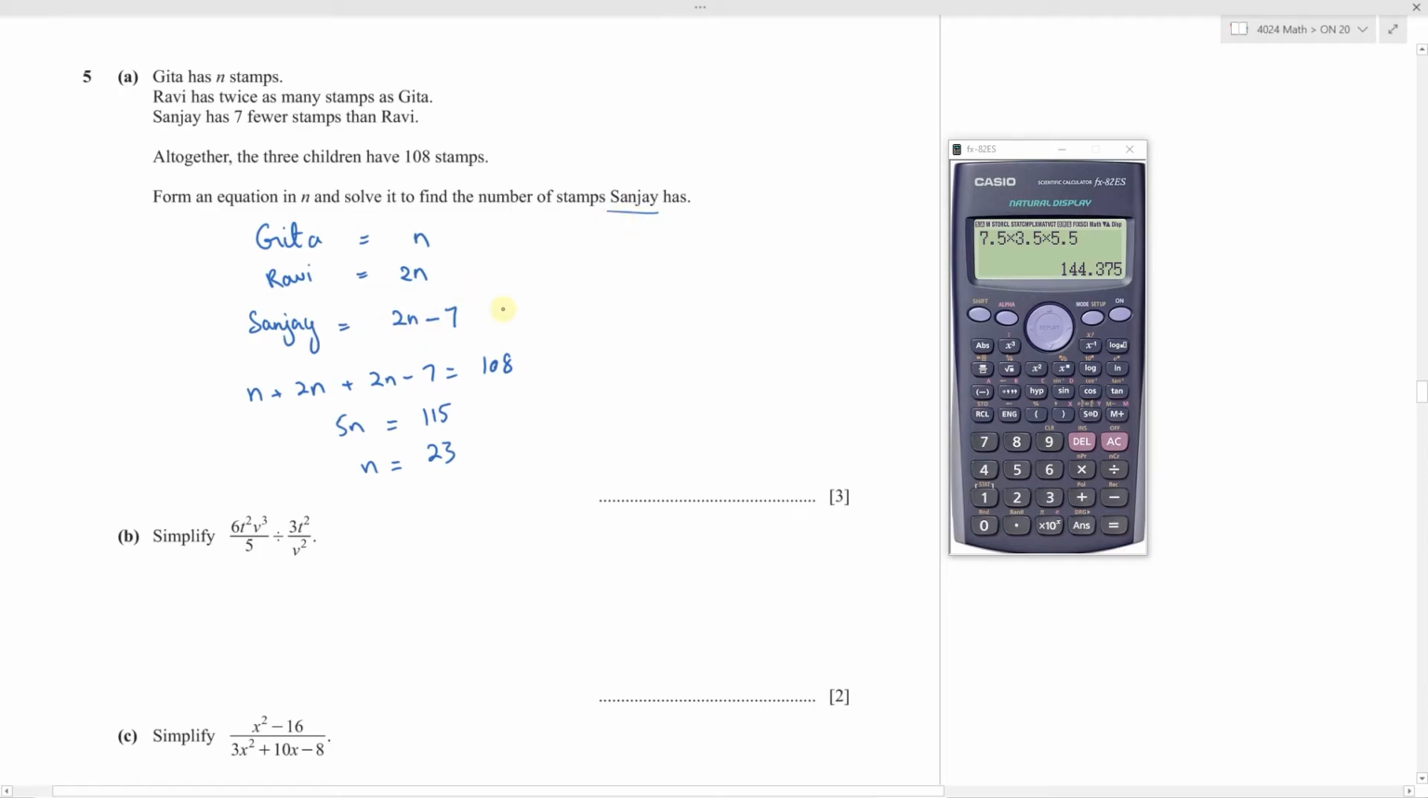Now you have to find the number of stems Sanjay has. So Sanjay has 2n minus 7. So 2 into n is 23 minus 7. So 23 into 2 minus 7. So the answer is 39.